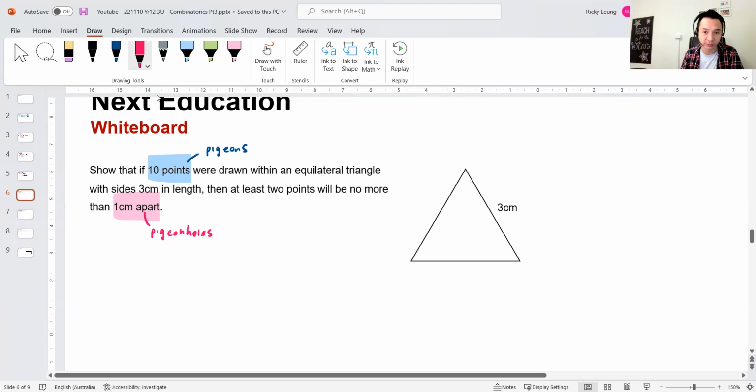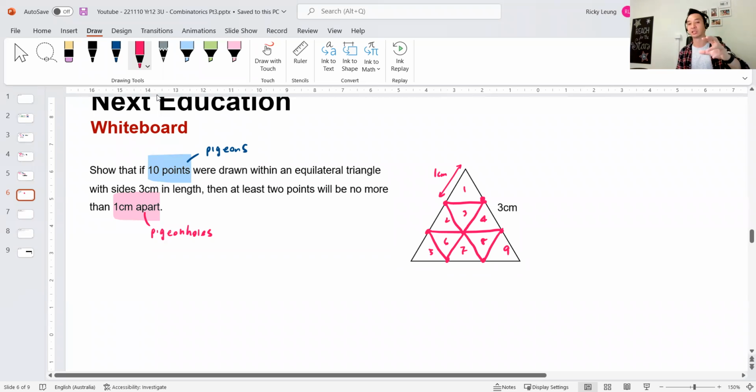this triangle, because it's equilateral, into equal parts. Because it's 3 centimeters, I'm going to divide each side by 3, because that gives me a distance of 1 centimeter each. Then if I connect the lines and subdivide into smaller equilateral triangles, how many are there? There's 1, 2, 3, 4, 5, 6, 7, 8, 9. So in this case, there are 9 equilateral triangles.